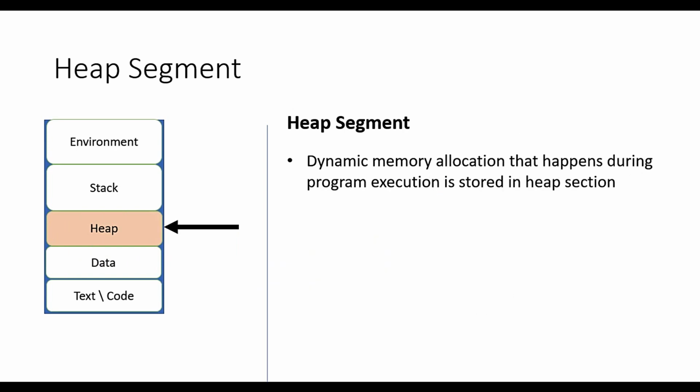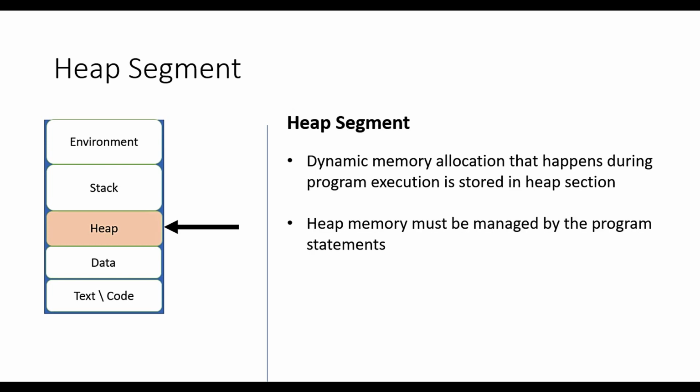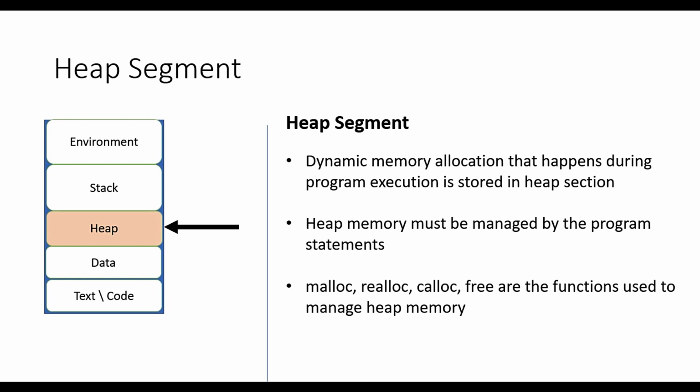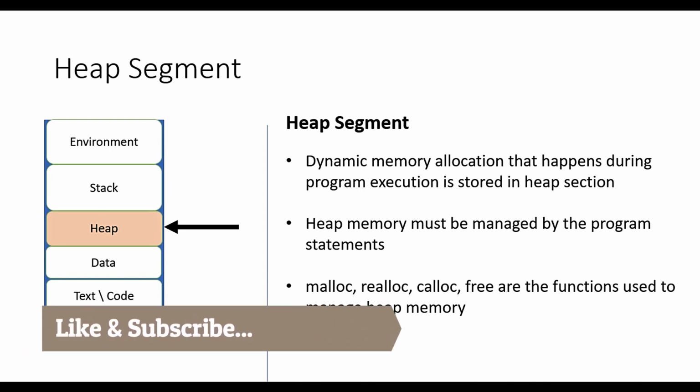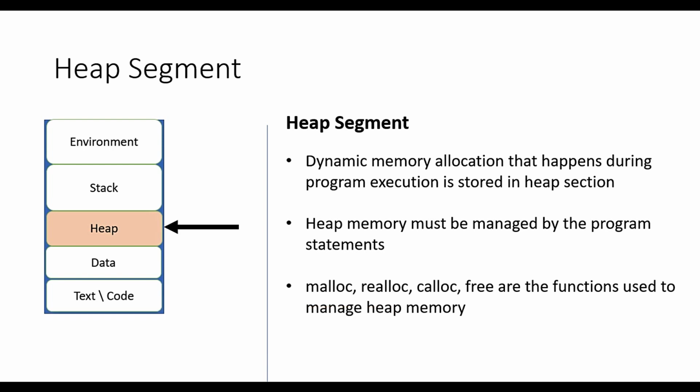Now, the next segment of memory we'll discuss is the heap segment. As a programmer, when you allocate any memory dynamically through some program statement, the memory will be allocated from the heap segment of the process. Now, you will be responsible for managing this memory through your program statements. The C standard library provides certain function calls which you can invoke to allocate, reallocate, and release the memory. So we have functions like malloc, realloc, calloc, and free. They will be used to manage the heap memory.